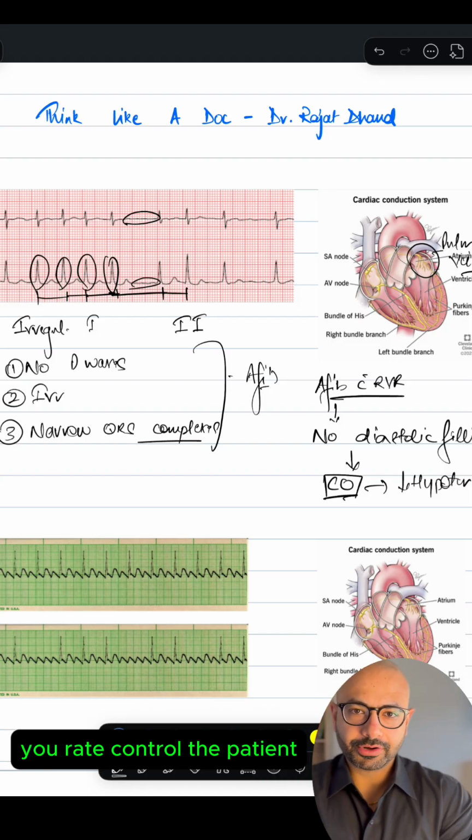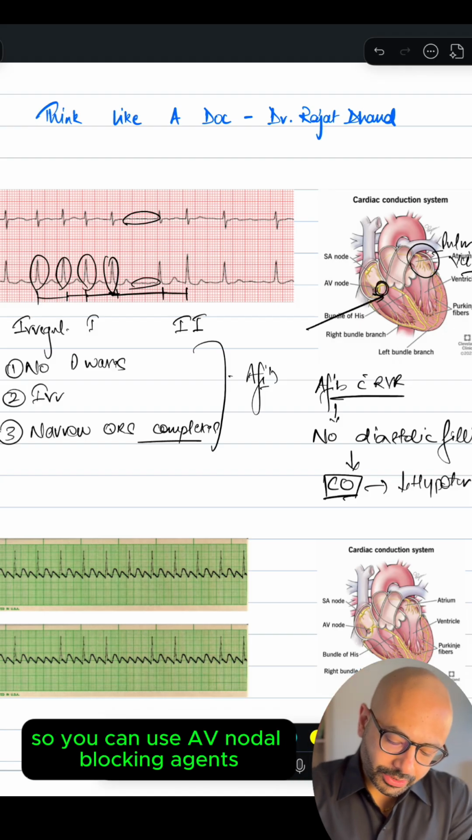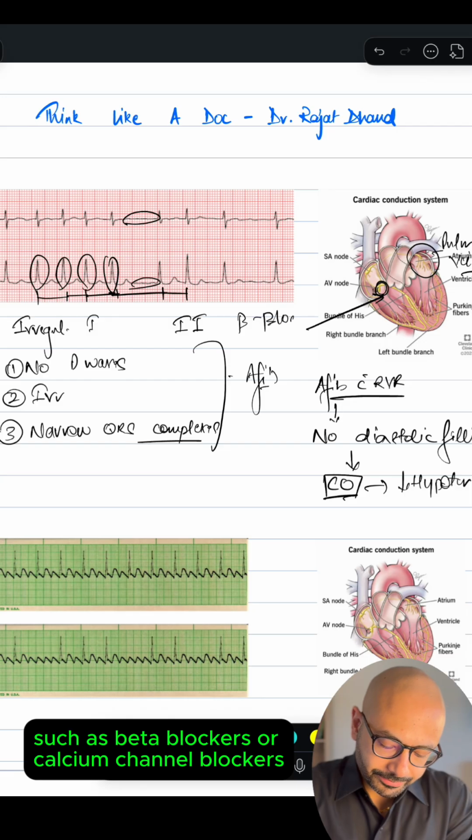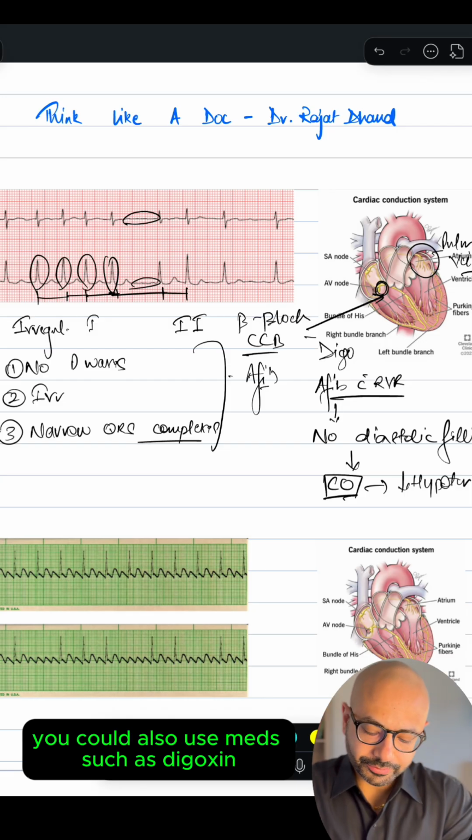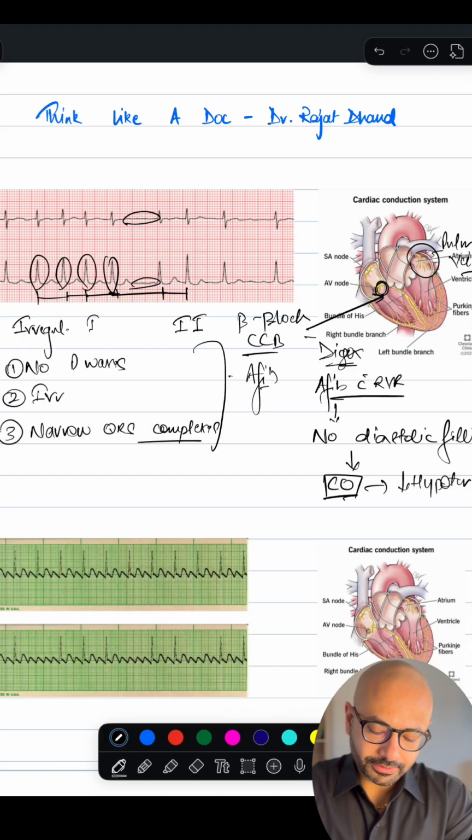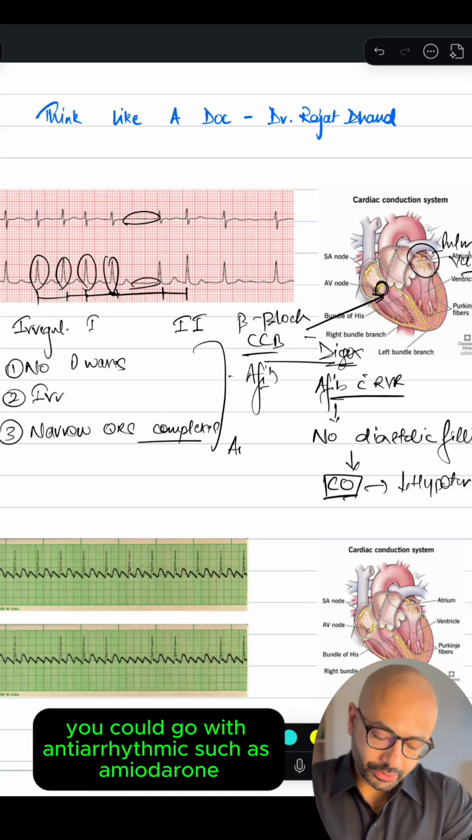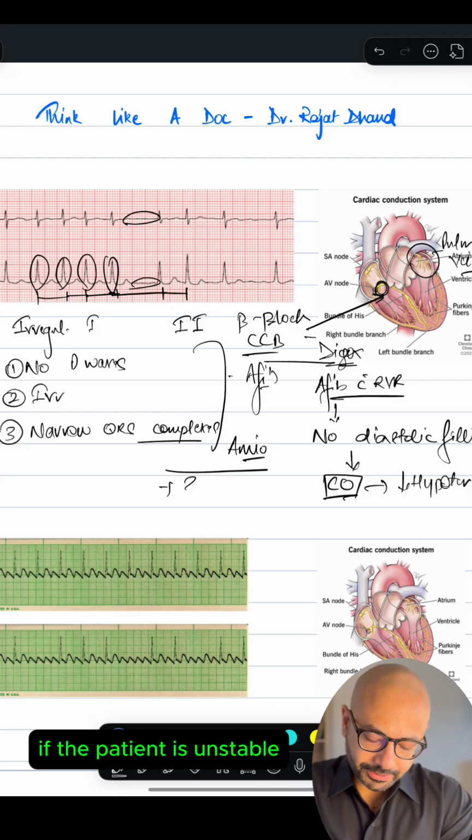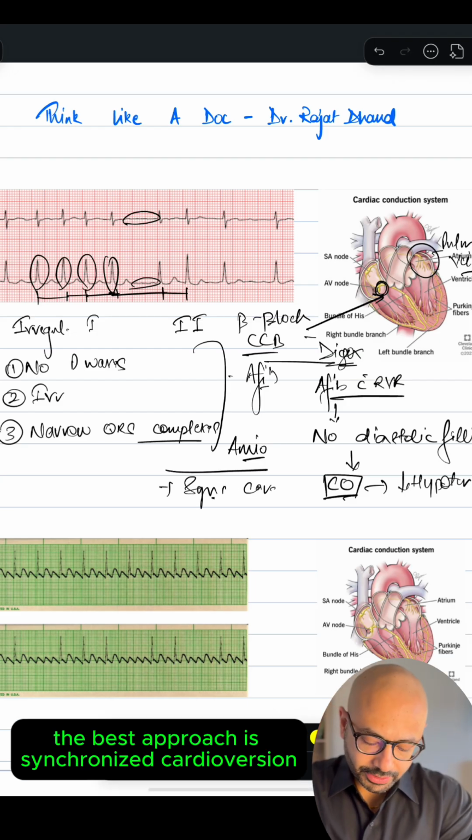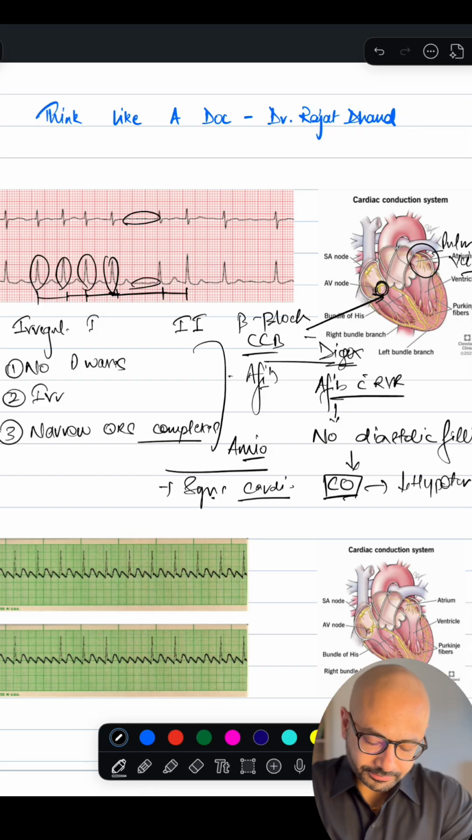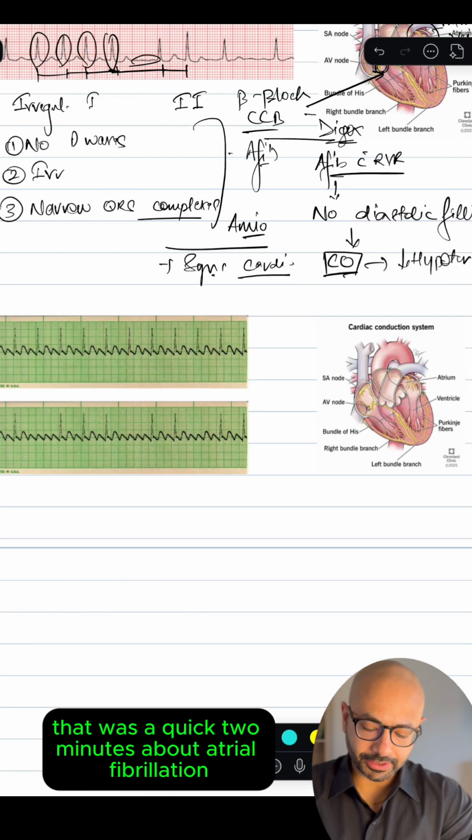Best approach, you rate control the patient. So you can use AV nodal blocking agents such as beta blockers or calcium channel blockers. You could also use meds such as digoxin. If these don't work, you could go with antiarrhythmics such as amiodarone. If the patient is unstable, the best approach is synchronized cardioversion. So that was a quick 2 minutes about atrial fibrillation.